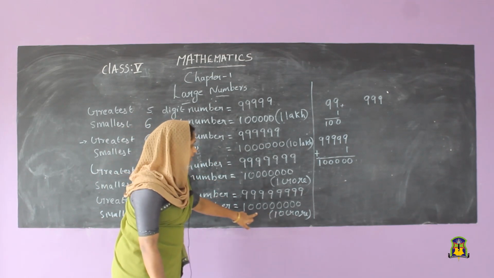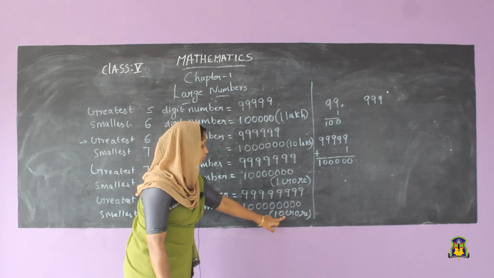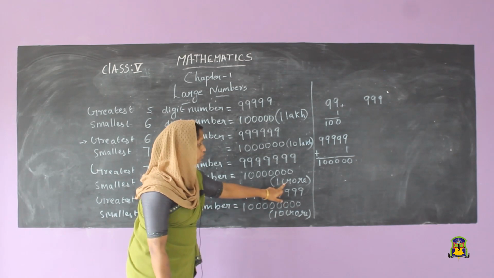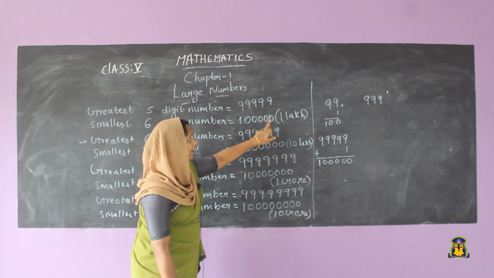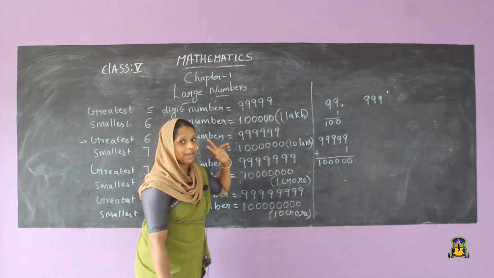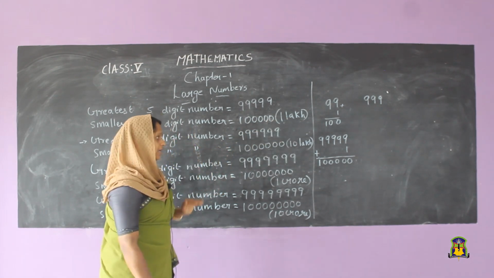So here 8 zeros will be there. 8 zeros for 10 crore, 7 zeros for 1 crore, 6 zeros for 10 lakh, and 5 zeros for 1 lakh. Okay, students? Yes.